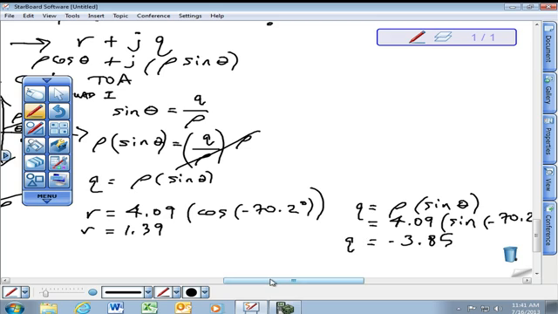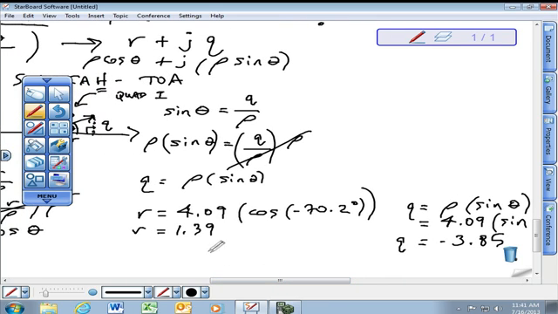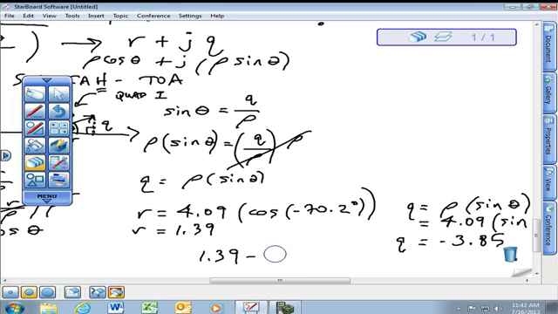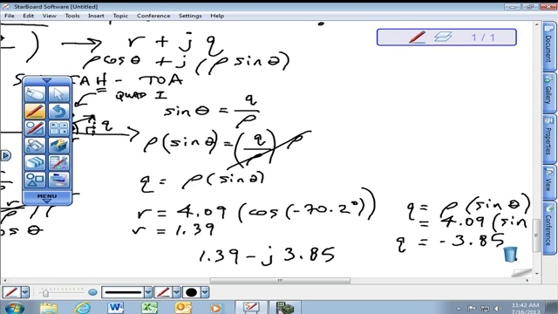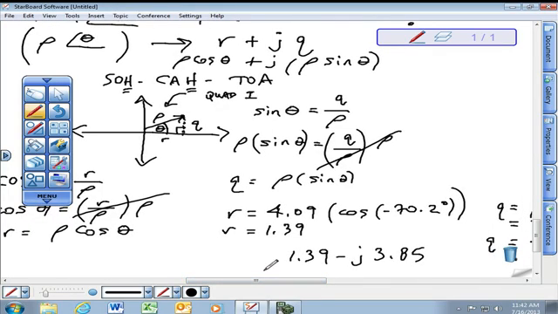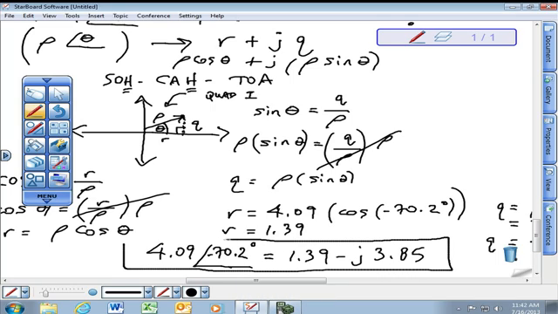So it's a matter of bringing it together in our rectangular form, which is going to be 1.39 minus j 3.85. Let me not forget the j, very important. So the big takeaway here is that 4.09 angle negative 70.2 degrees will get you to the same location as 1.39 minus j 3.85.